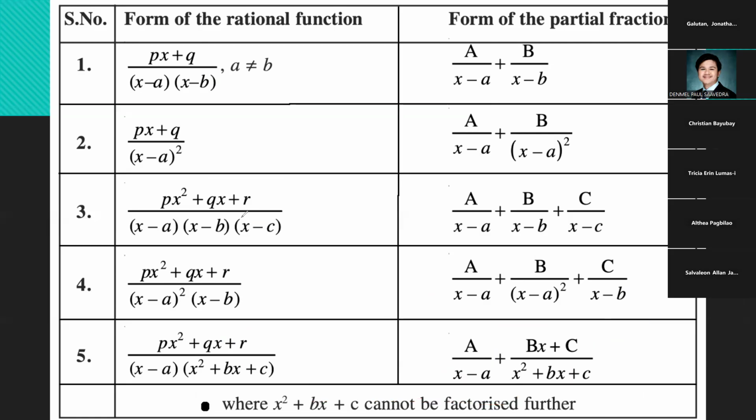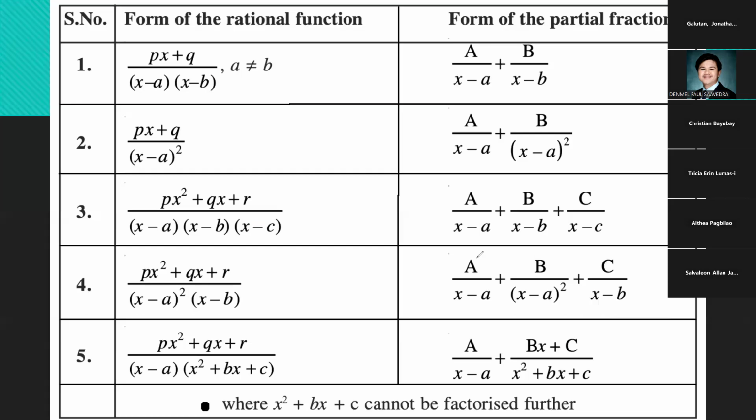And then for the third one, we have 3. Okay, but it's non-repeated, so we're going to have 3 letters as well. A over x minus a plus B over x minus b plus C over x minus c. The next one, number 4, is the combination of repeated roots and then non-repeated. So in this case, just follow step 2 and then step 1. Step 2 first. So A over x minus a plus B over x minus a squared plus C over x minus b. So just always go from A to C.